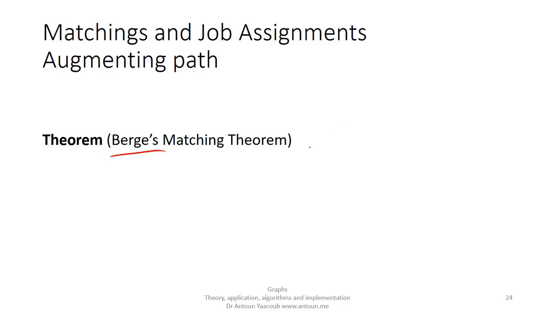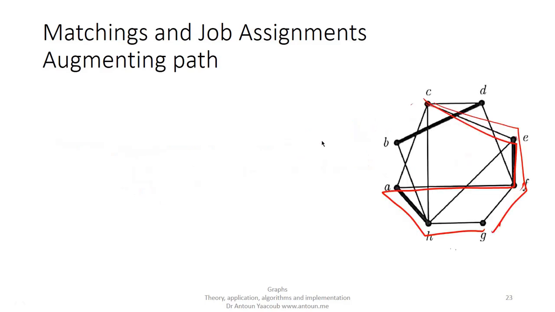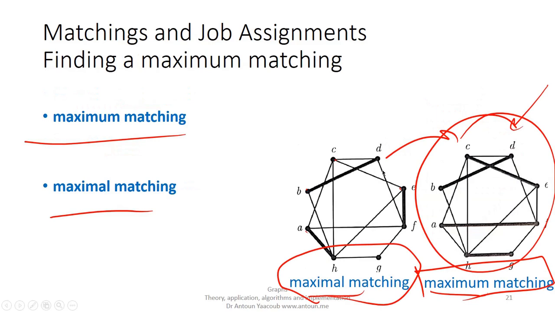The following theorem of Berge, so you need to learn the name, characterizes precisely when a matching is maximum. A matching M in a graph is maximum if and only if there is no M-augmenting path in the graph. Whenever I have no more augmenting paths in the graph, it means that I have found the maximum matching. This is a good example: since I have found an augmenting path, the matching is not maximum, so I have to do something more.